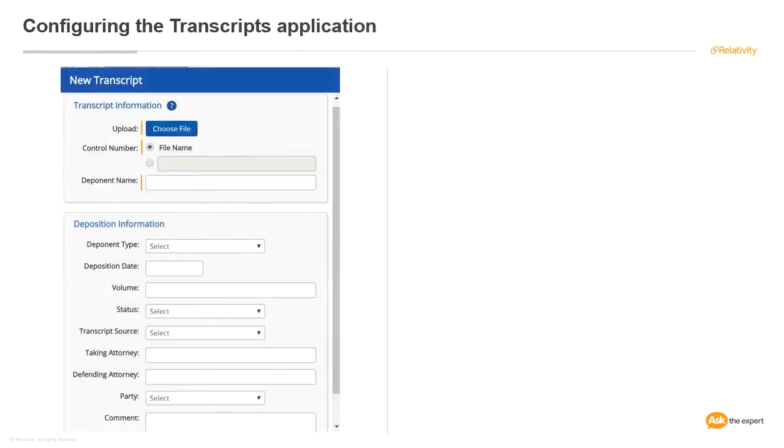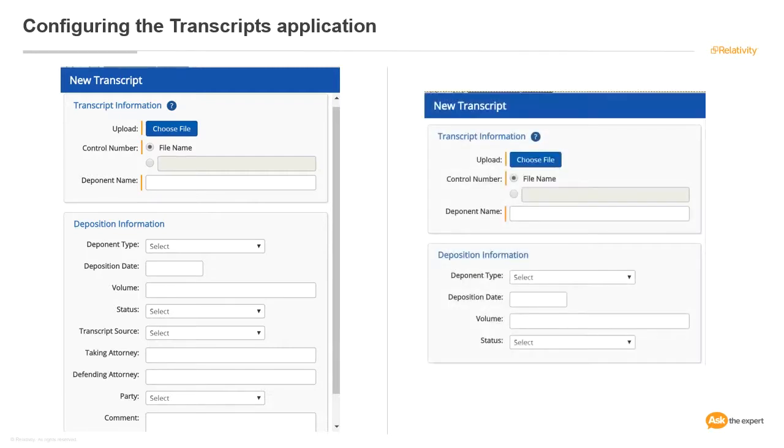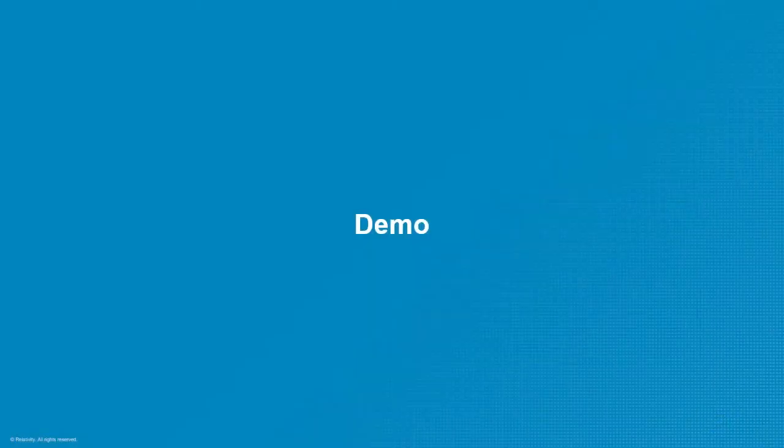Now we'll discuss how to update the Transcripts layout. Originally, the transcript layout contained a long list of fields which did not necessarily need to be populated. This was time-consuming as some of the users felt that populating all the fields on the layout was mandatory. We're now able to remove those fields and customize the layout according to what's necessary for our review. Let's switch over to a demo on customizing that Transcripts layout.